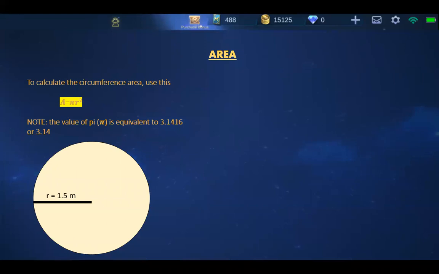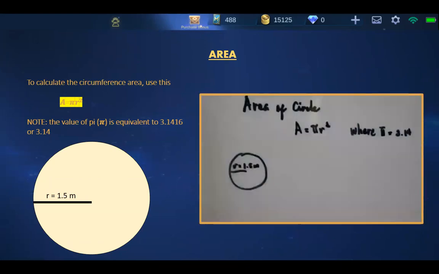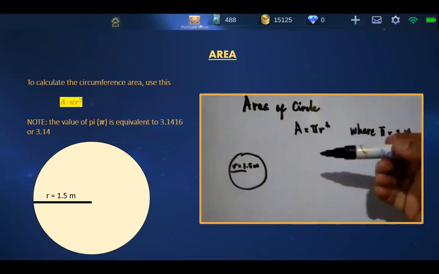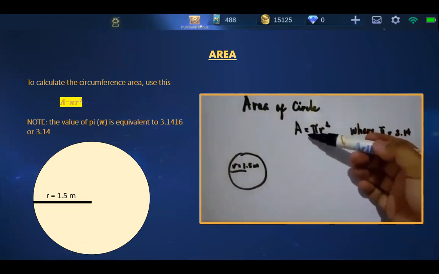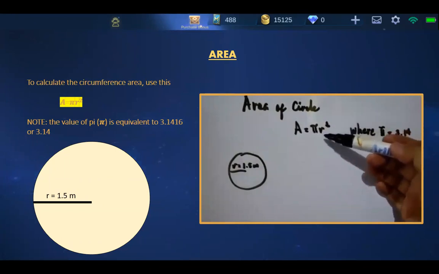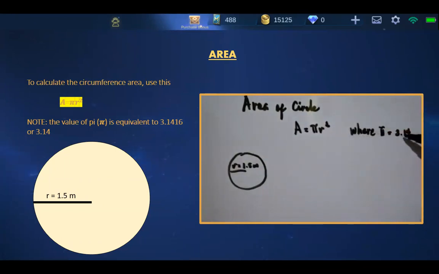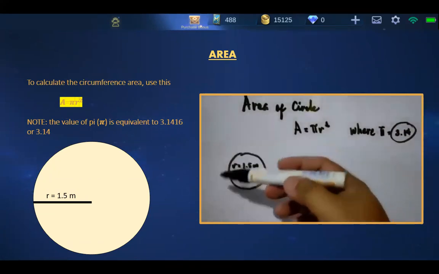To calculate the circle's area, use this formula. Area is equivalent to pi r squared. So take note that the value of pi is equivalent to 3.1416 or 3.14. To compute the area of a circle, we follow the formula. Area is equivalent to pi r squared, where pi is equivalent to 3.14, which is a constant. So this is constant.